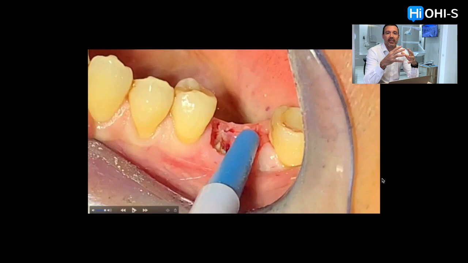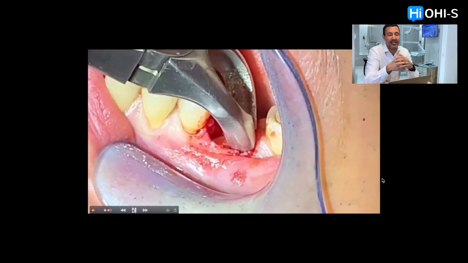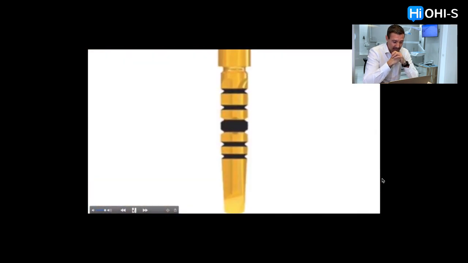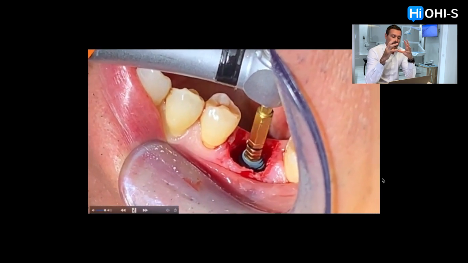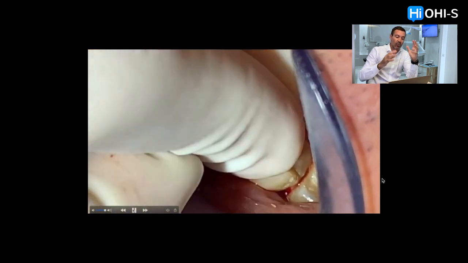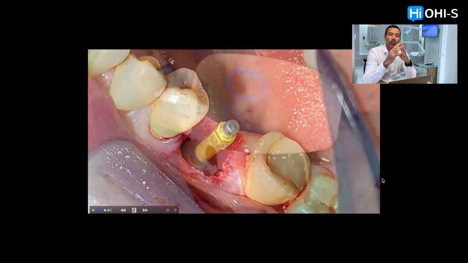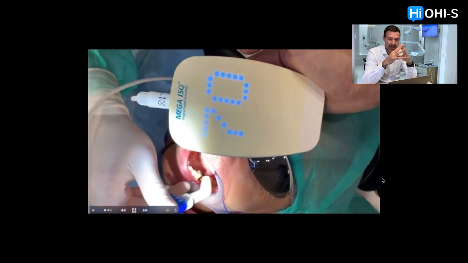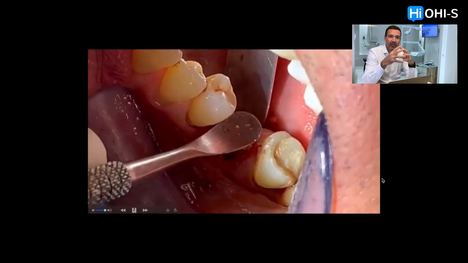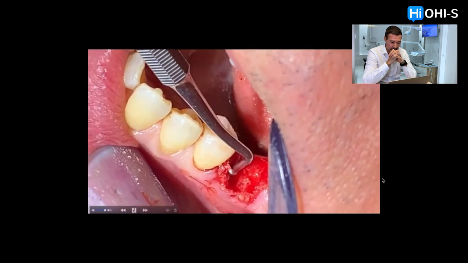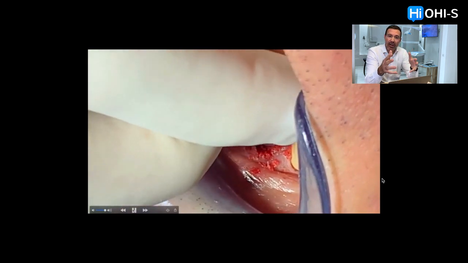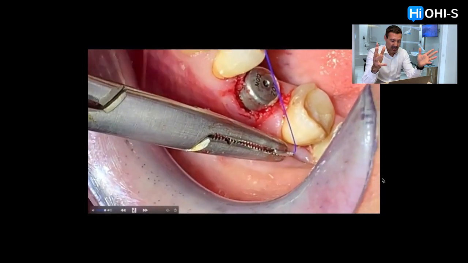This is the reason why case selection is a very important factor when we're performing these kinds of techniques. In the first part of my course, we are going to talk about immediate loading: when, where, and why. You will learn the most predictable way to perform this technique, taking into account all the different aspects that it requires to be successful. It is important to know the difference between immediate loading and immediate function. These are two different things.